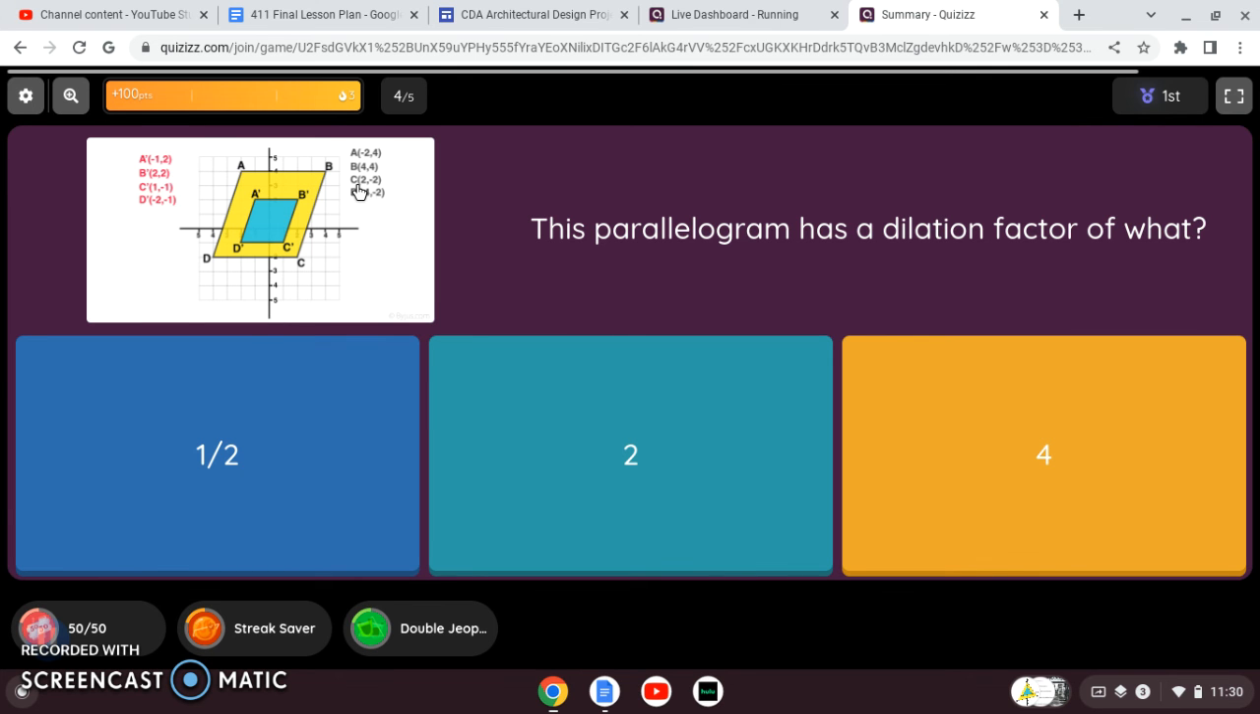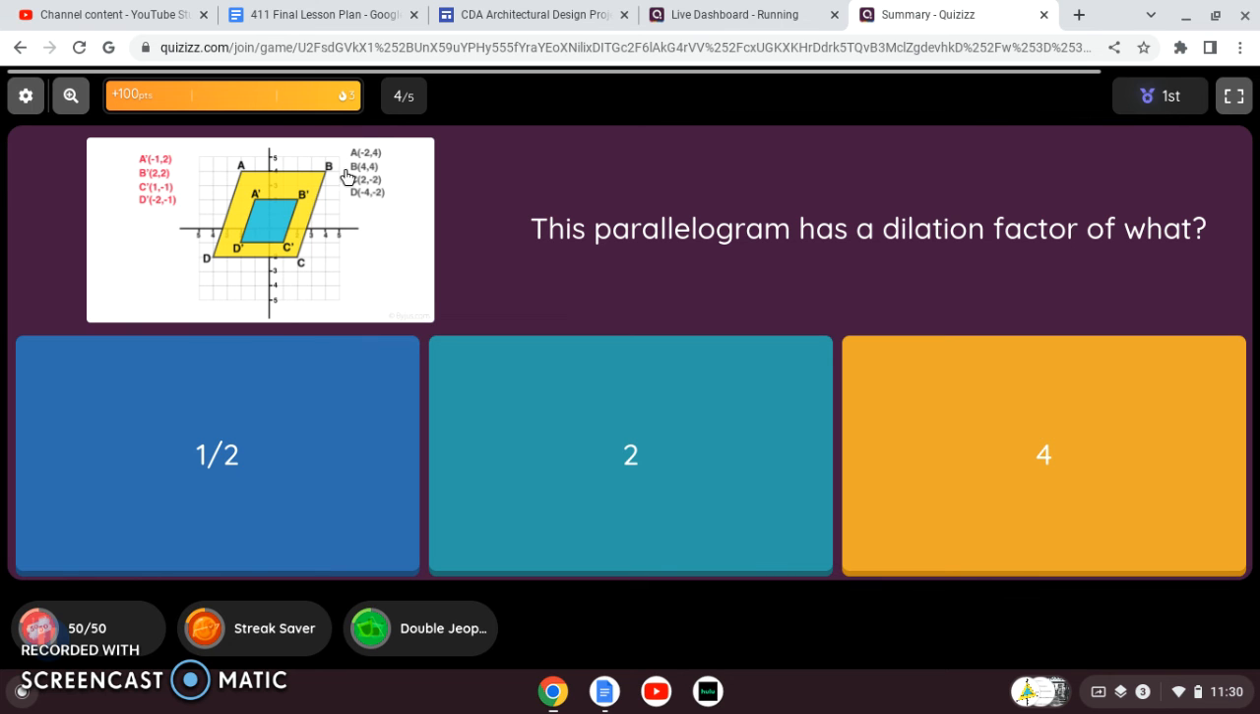If I look at 2, -2, it goes to 1, -1. Well, half of 2 is 1. And then I look at my last point D, and it goes from -4, -2 to -2, -1. Well, half of 4 is 2, and half of -4 is -2, and half of -2 would be -1.